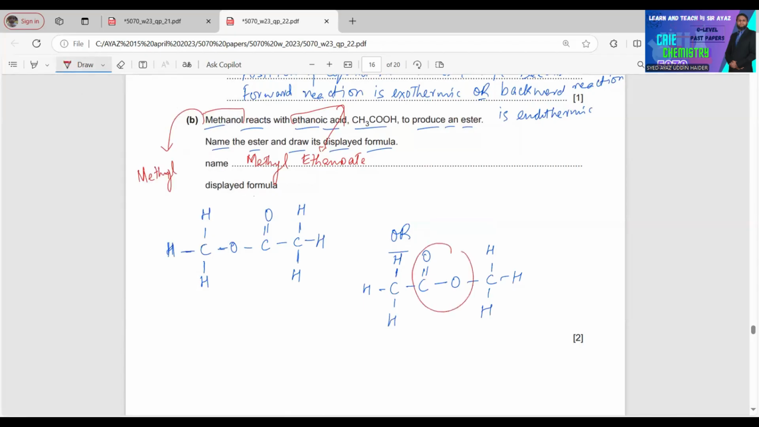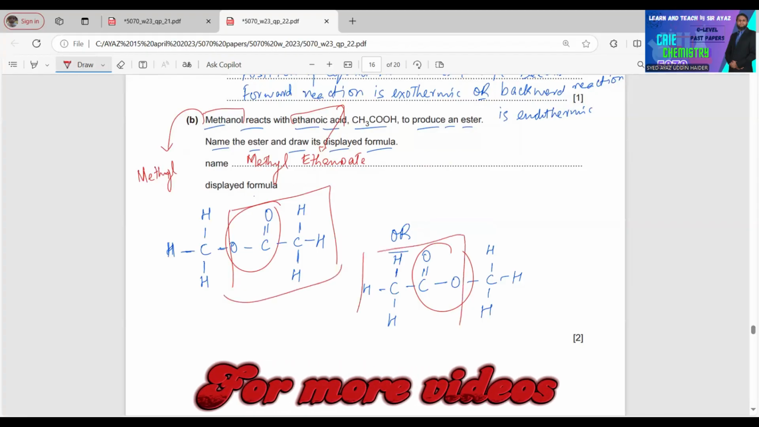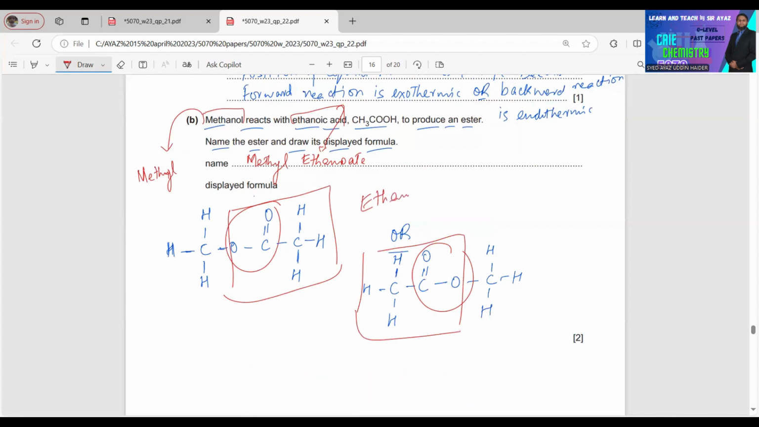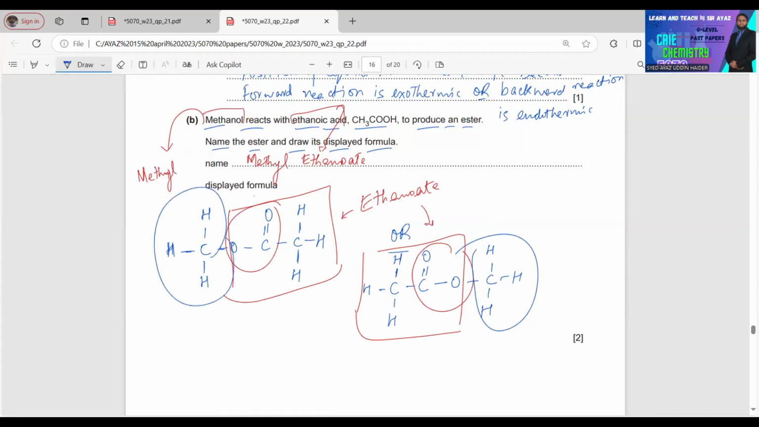Look at the linkage, how it's joining. This one is ethanoate. And these two are methyl.